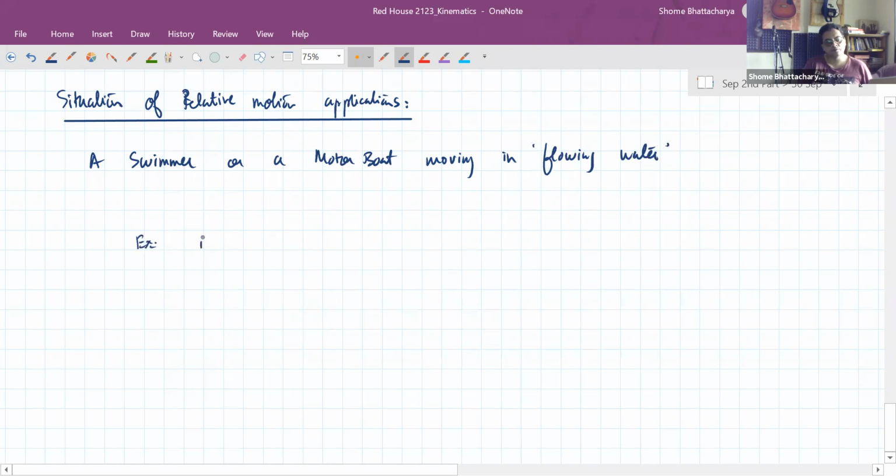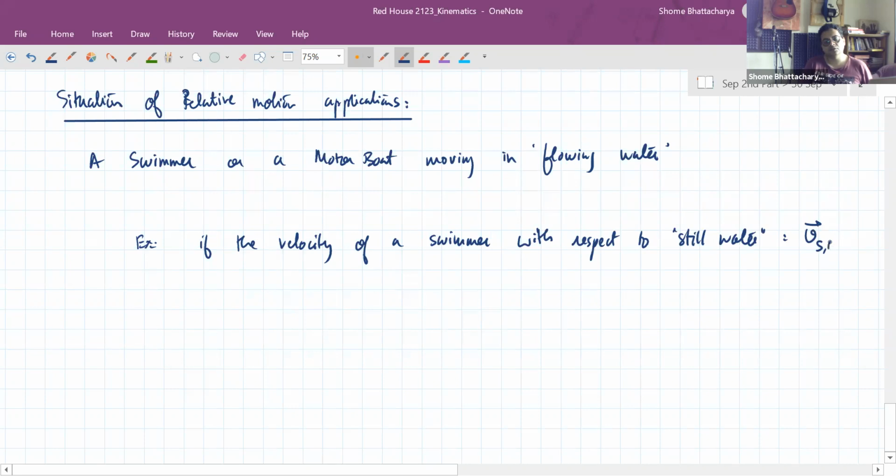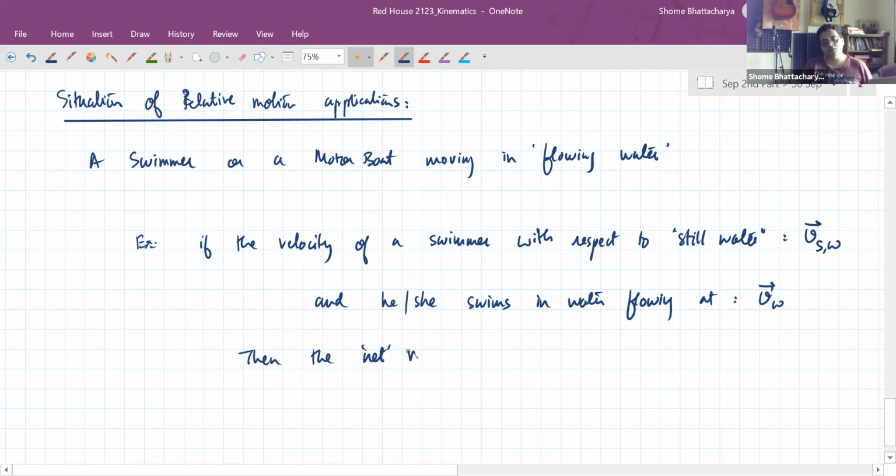So, for example, if the velocity of a swimmer with respect to still water, that is velocity of the swimmer with respect to the water, and he or she swims in water flowing at a velocity of vw, then the net velocity of the swimmer in the ground frame, not in the water's frame, but in the ground frame, that becomes this particular formula.